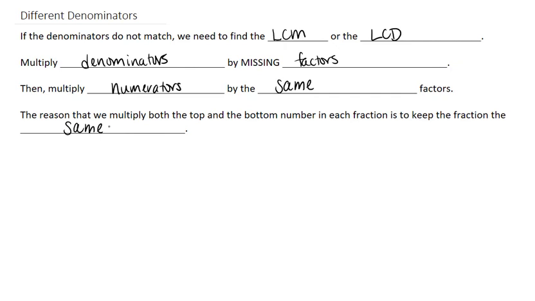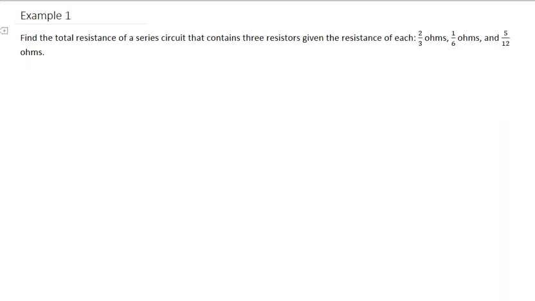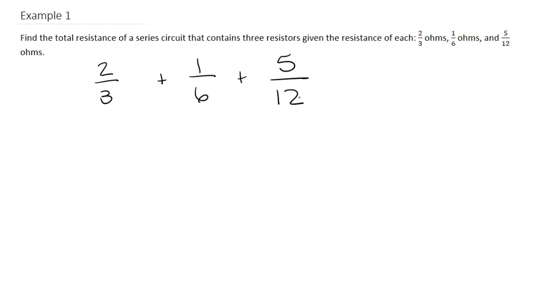Now let's look at an example. Example 1. Find the total resistance of a series circuit that contains 3 resistors given the resistance of 2/3 ohms, 1/6 ohms, and 5/12 ohms. So for this problem, we are adding up these 3 different numbers. So we have a 3, a 6, and a 12.